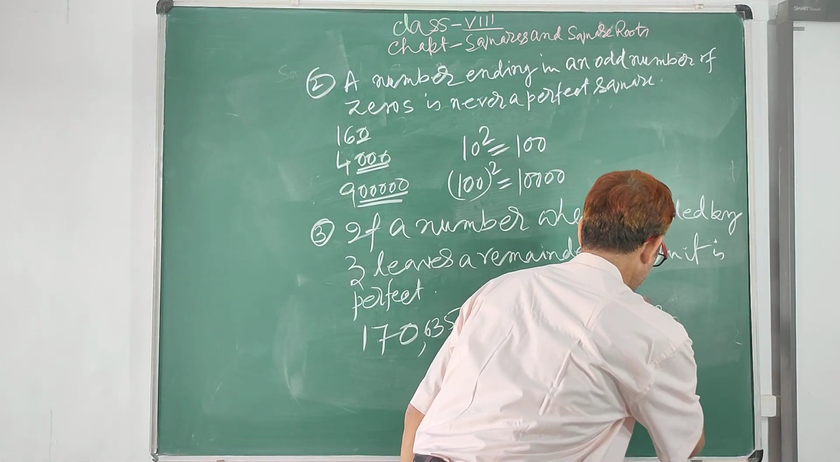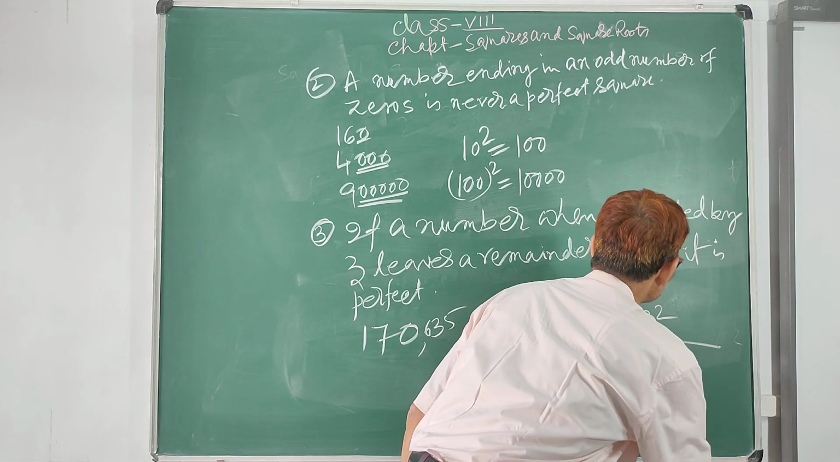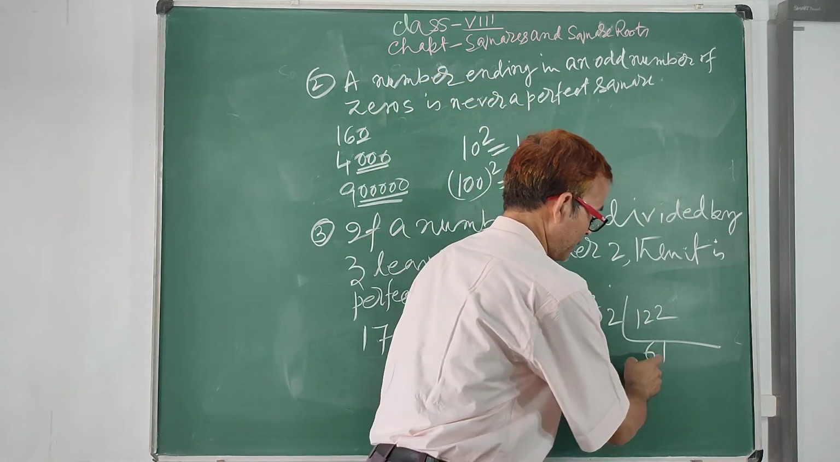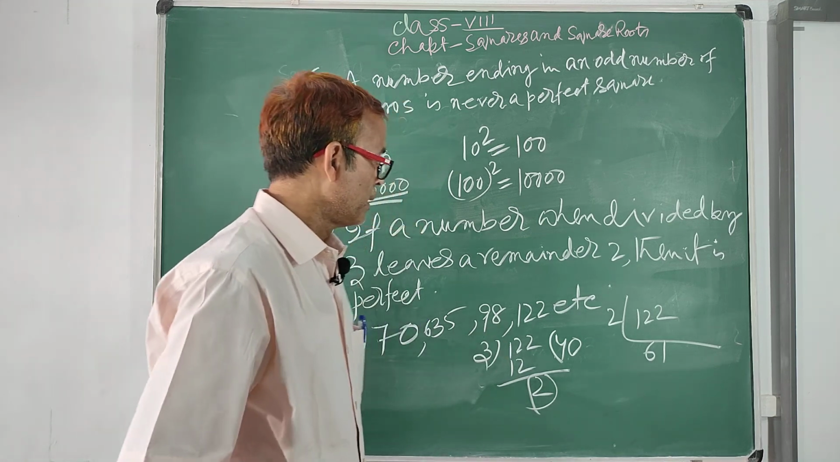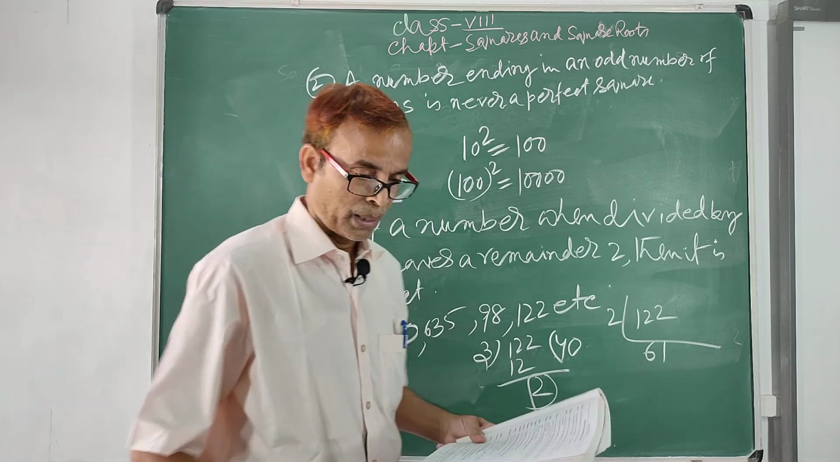122 is 2 times 61. Then 61 is a prime number, so 122 is not a perfect square number.